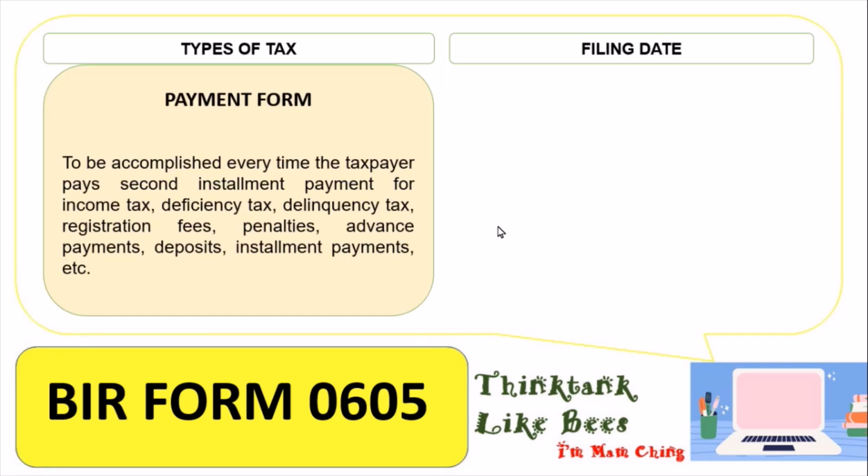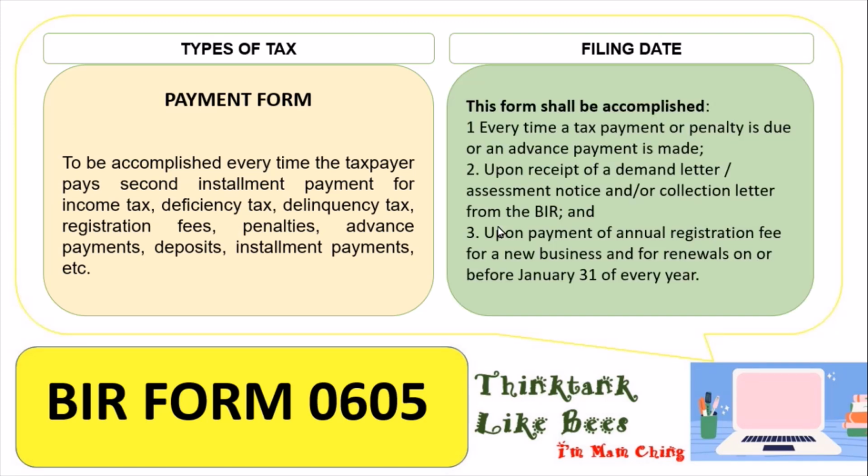This is a remittance form or payment form to be accomplished every time the taxpayer pays a second installment payment for income tax, deficiency tax, delinquency tax, registration fees, penalties, advance payment, deposit, installment payments, etc. The filing date is every time a tax payment or penalty is due or an advance payment is made, or upon receipt of a demand letter, assessment, or notice from BIR, or upon payment of annual registration fee for a new business and for renewal on or before January 31 of every year.